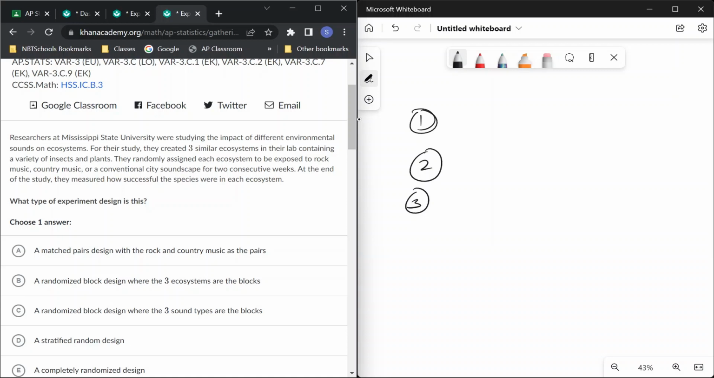This is hard. Okay, at the end of the system, they randomly assigned each ecosystem. Oh, so like, one would be, how does that work? How do you randomly assign that?